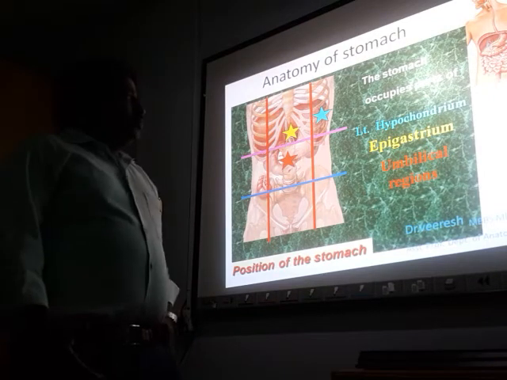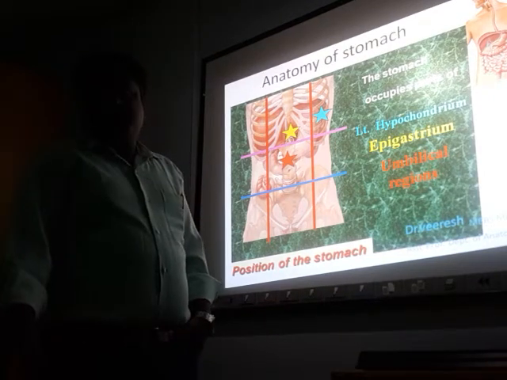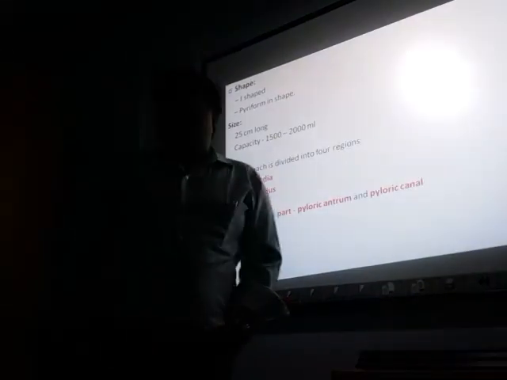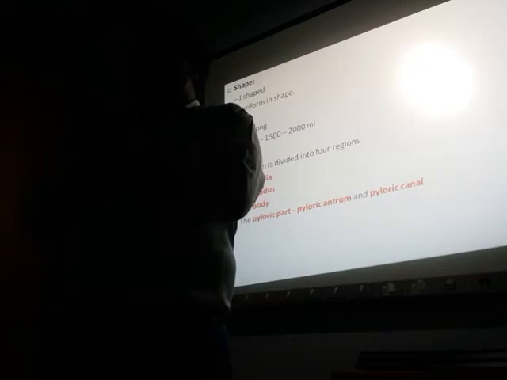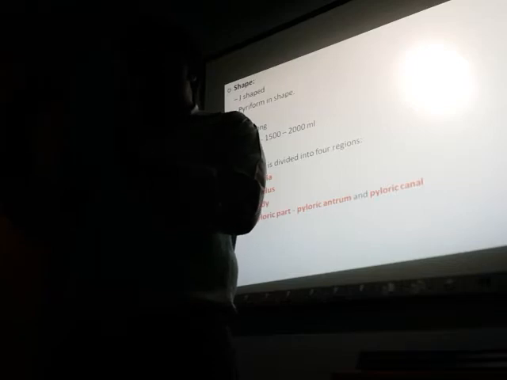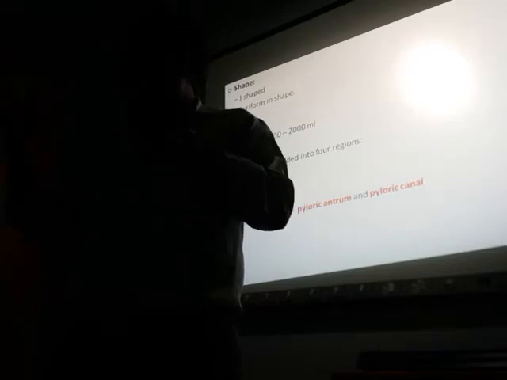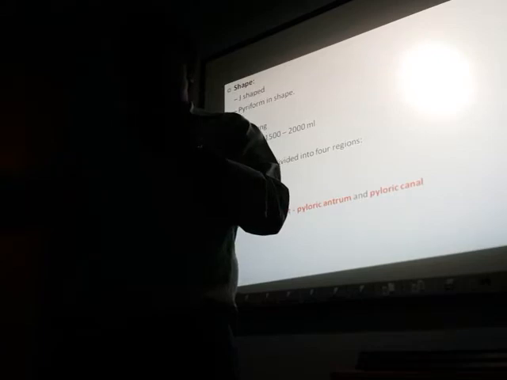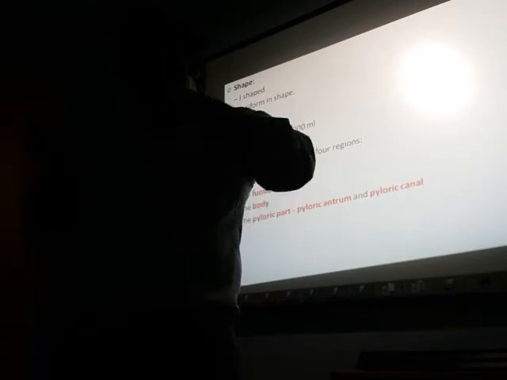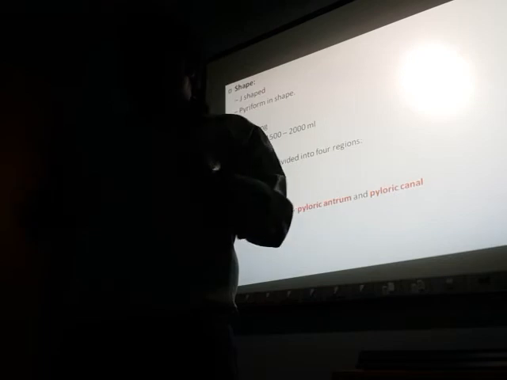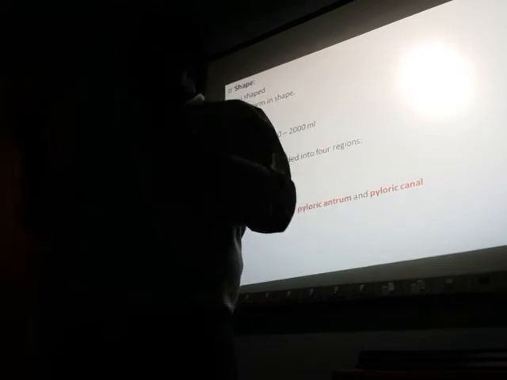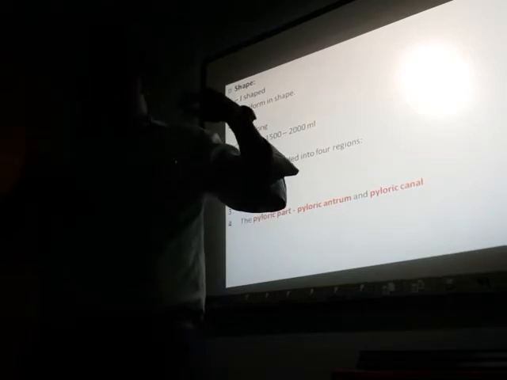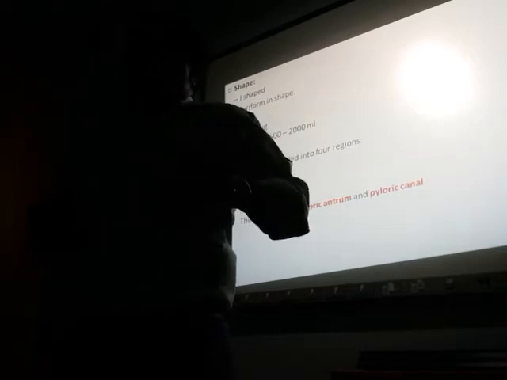So now let's move on to the other features, that means the anatomy of the stomach. The stomach, as already explained, is the most dilated part of the gastrointestinal tract, situated between the esophagus and the duodenum. The esophagus ends, the stomach begins, and it ends at the duodenum. As already told, the position is in the epigastric, umbilical, and left hypochondriac regions.